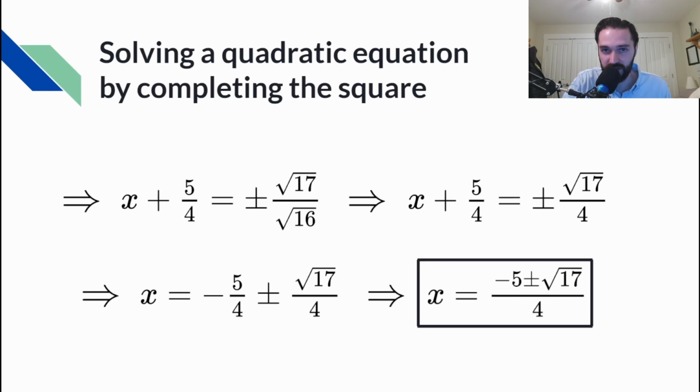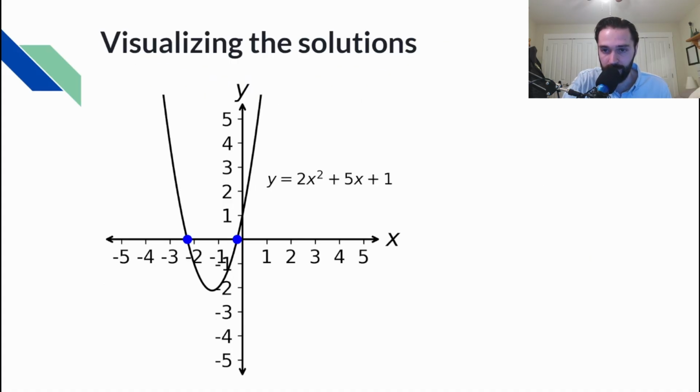So completing the square takes a lot of work, but it always works, no matter what your values are for A, B, and C. We can visualize our solutions by plotting this graph here. We have y equals 2x squared plus 5x plus 1. This is what the curve looks like. That represents the equation.